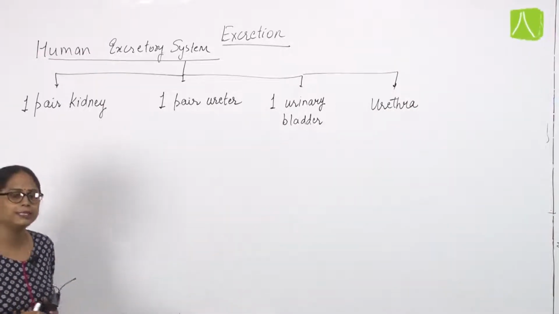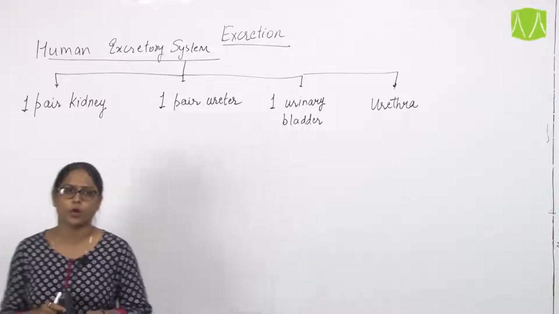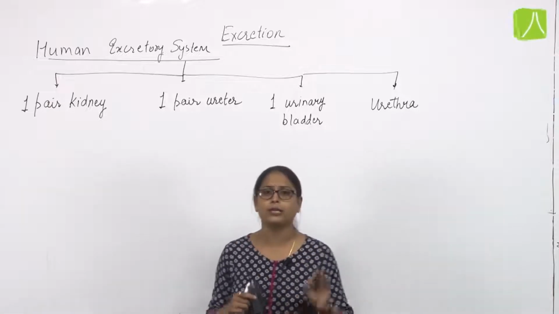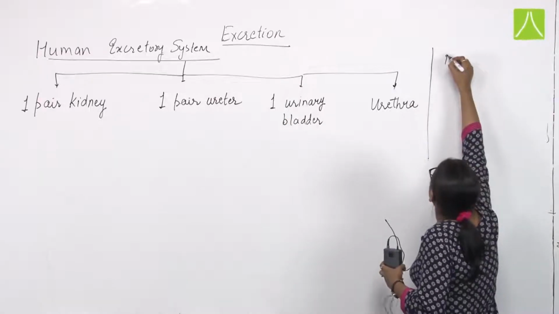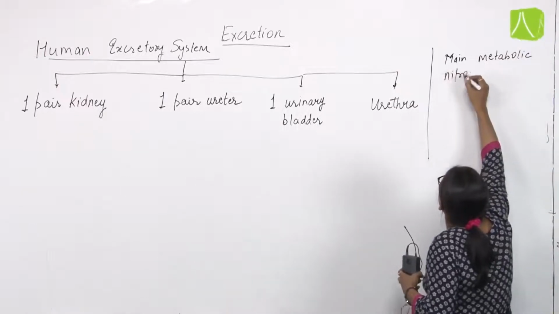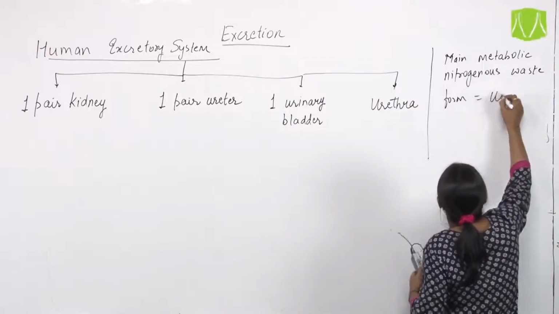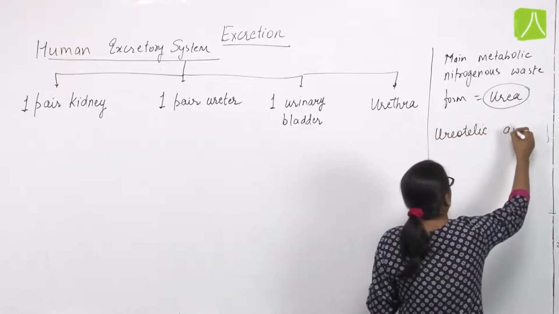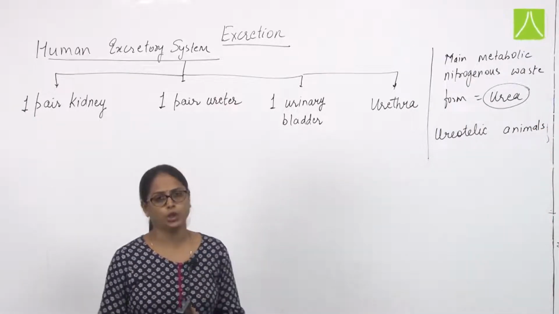Now, since we human beings live on land, we are terrestrial animals, but we need a moderate amount of water to excrete our waste form. And our main excretory form is the metabolic nitrogenous waste form, that is urea. So our main metabolic nitrogenous waste form is urea. So we are ureotelic animals, because we need a moderate amount of water for excretion of urea.